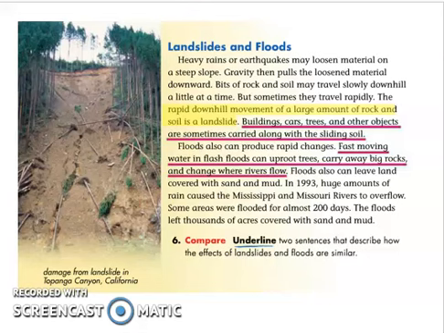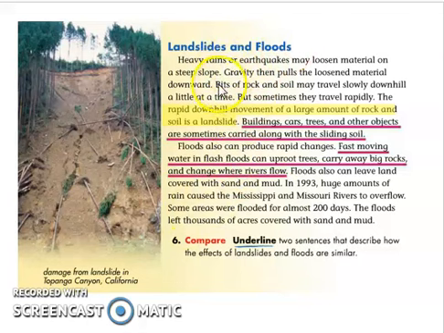Okay, let's continue. Grade 4, Chapter 6, Lesson 4. How does Earth's surface change rapidly? Another event that could change the Earth's surface are landslides and floods.